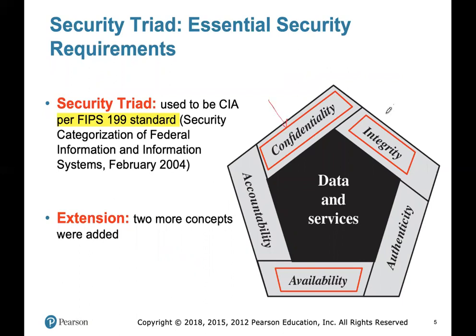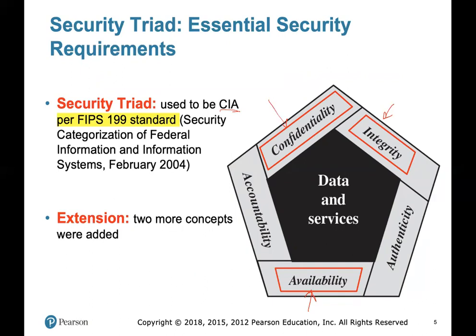components that I pointed to, and you see that I've marked them in red, are called the security triad or security triangle. Sometimes they call it CIA. C stands for confidentiality, I stands for integrity, and A stands for availability.